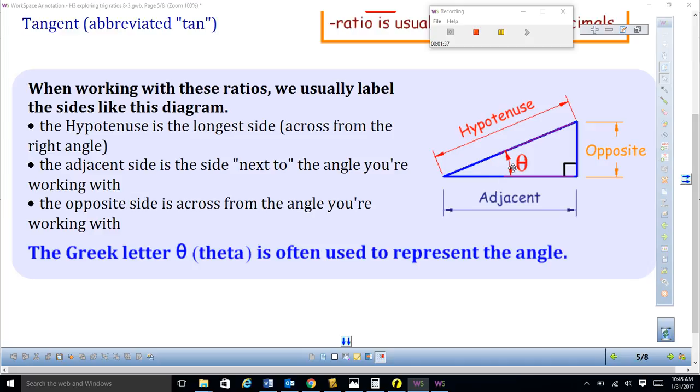Now, the Greek letter theta is often used to represent the angle we're looking at. So in this case, we would put theta in this angle since that's the one we are looking at with our adjacent and our opposite. If it was over here, this would become the opposite, and this one would become the adjacent. So just be careful to notice which angle it is specifically you're looking at when deciding which ones to use for opposite and adjacent.